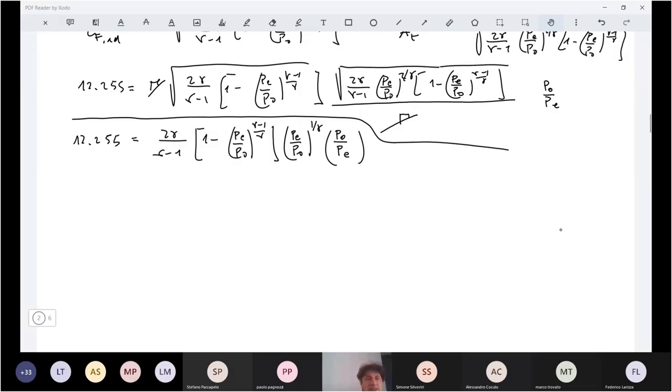We can further simplify considering it here. If you look at P0 over PE, it is 1 minus 1 over gamma, which is equal to gamma minus 1 over gamma, of course. So we have here these two terms together as P0 over PE to the power gamma minus 1 over gamma. That multiplied by this term in square parentheses becomes clearly P0 over PE to the power gamma minus 1 over gamma, and then it is divided by itself, so it's minus 1. So we can solve at this point for P0 over PE.